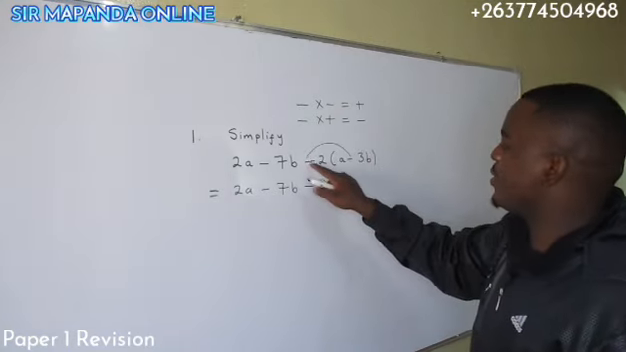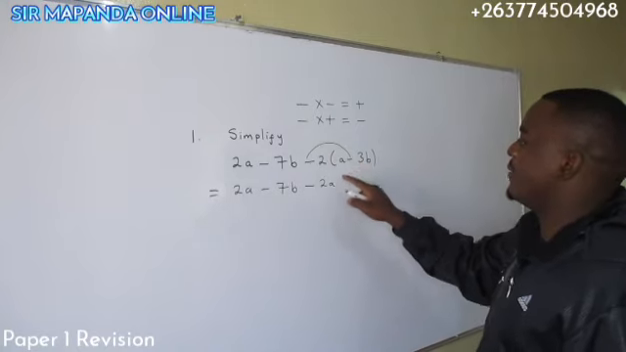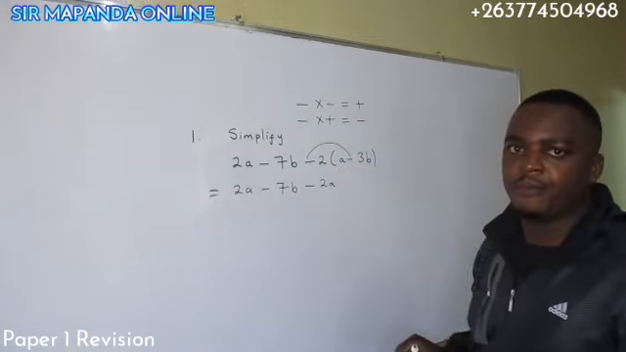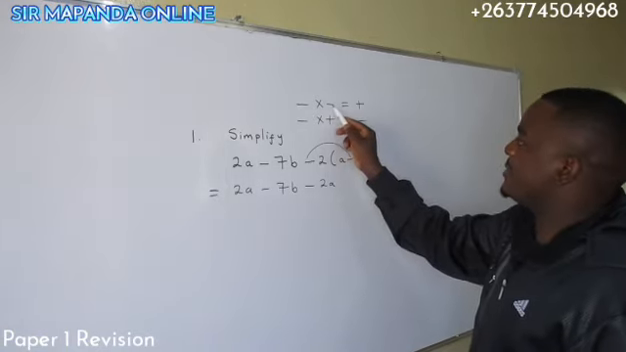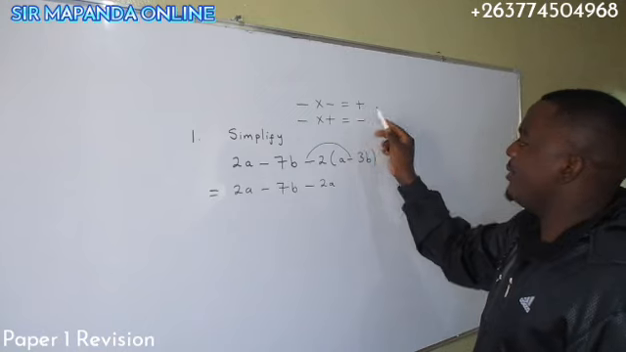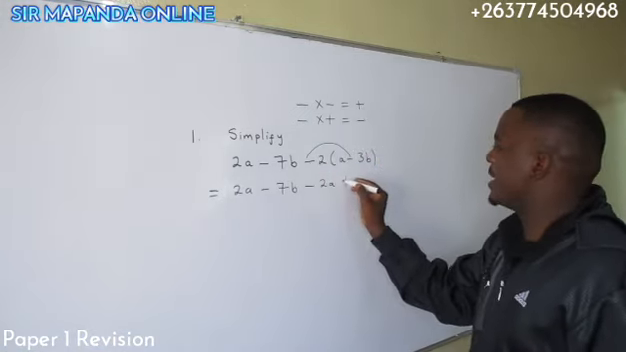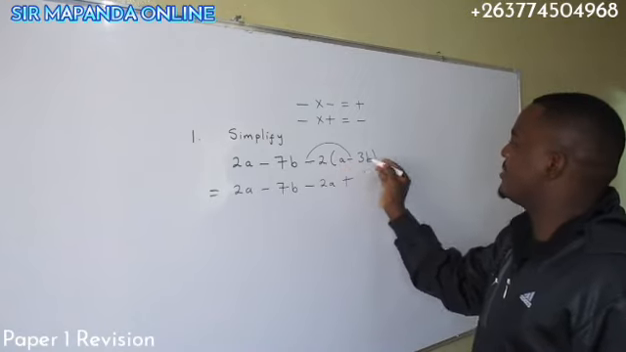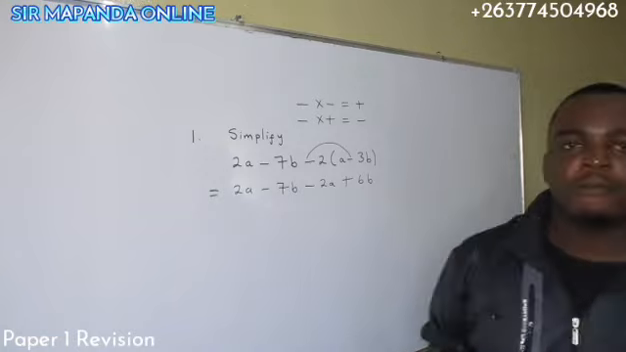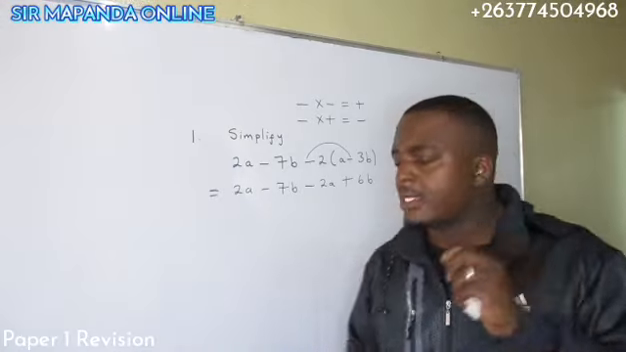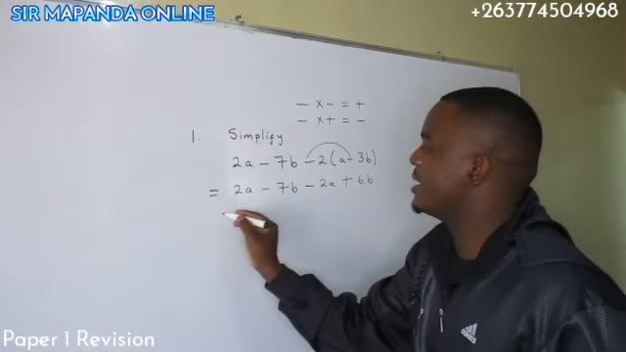The negative sign on 2 is going to multiply the negative sign on 3b before you multiply 2 and 3b. So according to multiplication, negative sign times negative sign, it gives you a positive sign. So negative times negative, you get a plus. Then 2 times 3b, it gives you 6b. We now want to collect like terms. Remember, the question is requiring you to simplify.